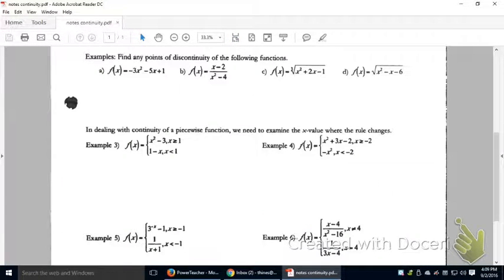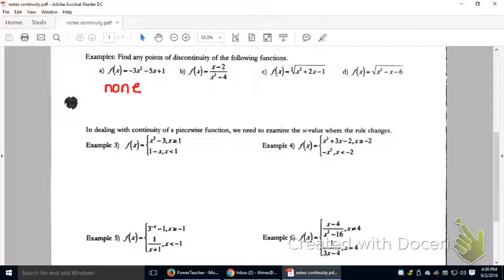Okay, the next examples tell us to find places where the graphs would not be continuous. Places that are not continuous would be places where there are holes or asymptotes. So on A, there's not any place that would be discontinuous because that's just a parabola. It's got x squared as the highest power. It's going to be continuous everywhere.